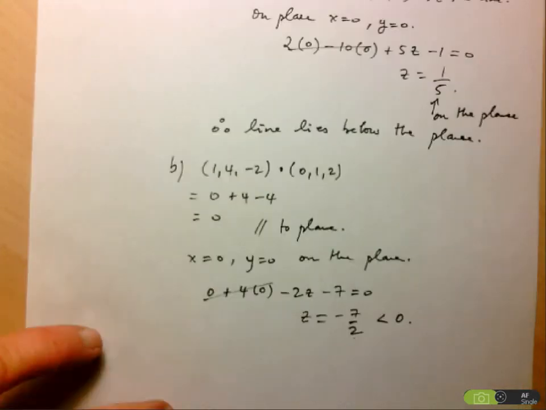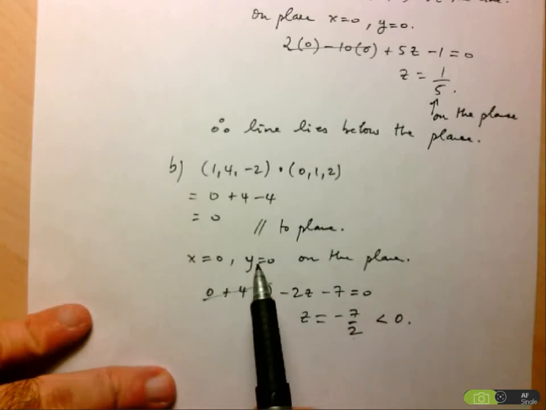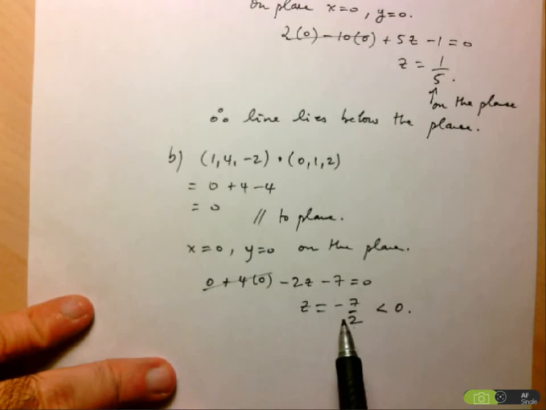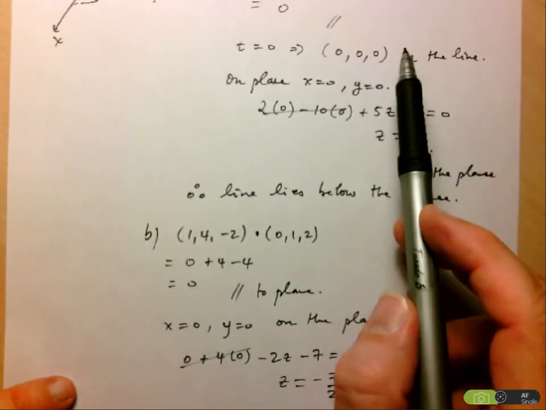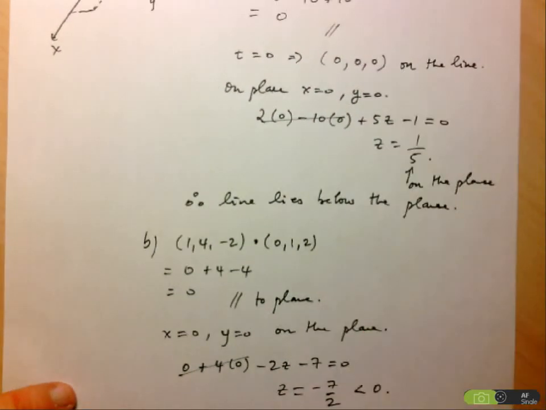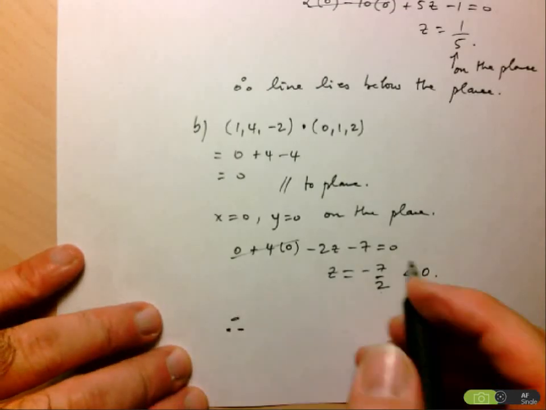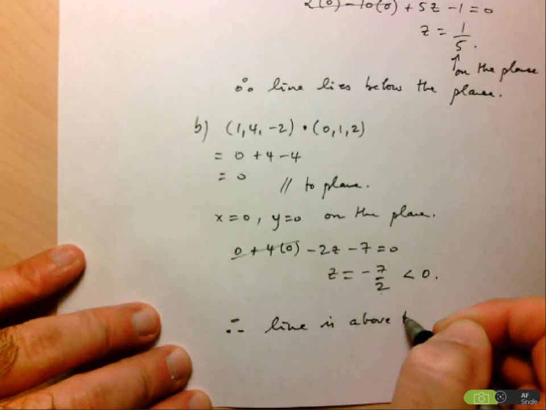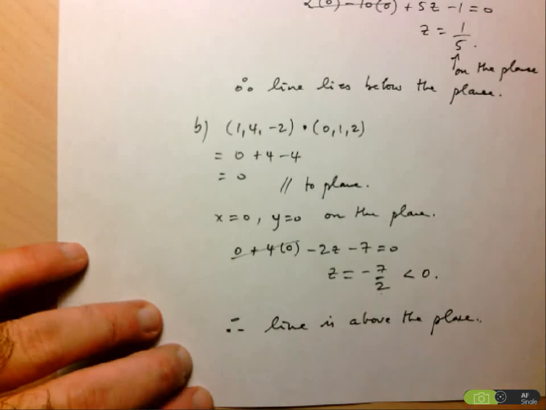So the z value on the plane is lower than the z value on the line. Sorry, I guess I forgot to show that here. Let me repeat. I just took x and y equals 0, replaced it into the equation, and I found that the z value turned out to be a negative number, hence lower than the z value on the line when x and y are 0. And so our conclusion here is that the line is above the plane. Okay, so that's it for that problem here.